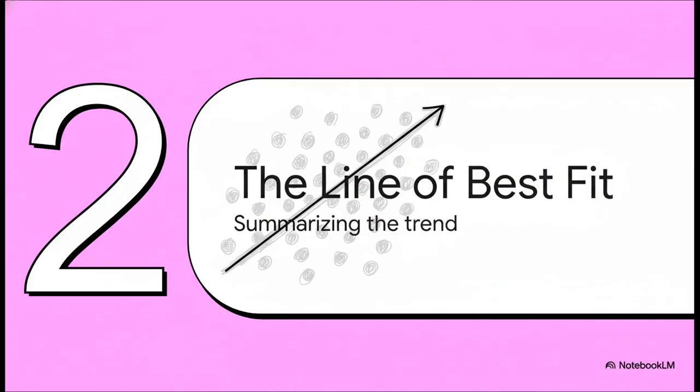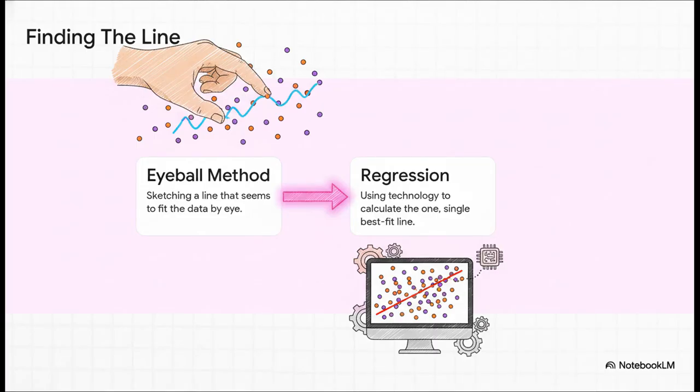Okay, so once we've seen a trend, we want to nail it down. A cloud of dots is helpful, but a single, straight line, that's a powerful summary of the whole relationship. And we call this the line of best fit. So, how do we get this magical line? Well, there are kind of two ways. The first is what we call the eyeball method. You literally just look at the dots and sketch a line that looks about right. It's a decent start, but for the real deal, we use computers to do something called least squares regression.